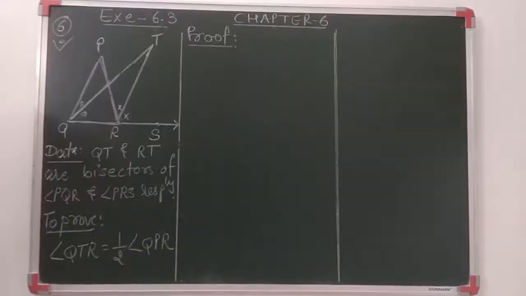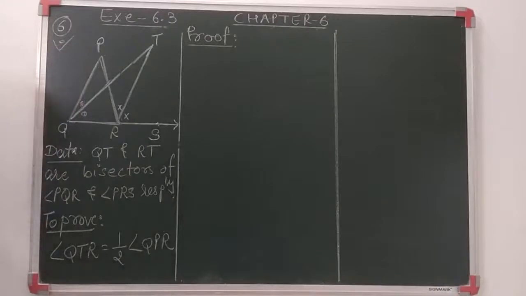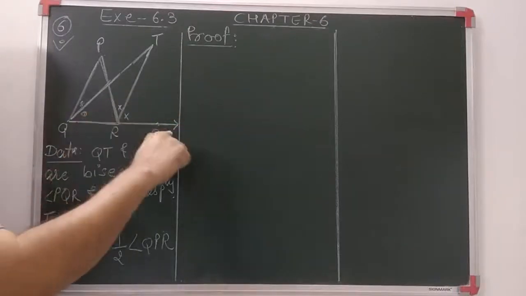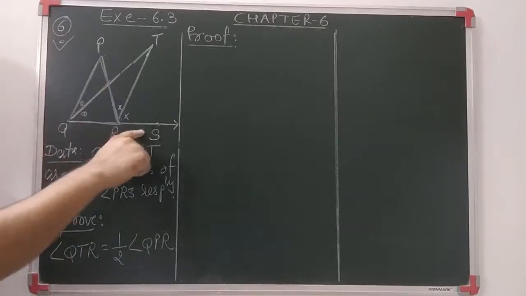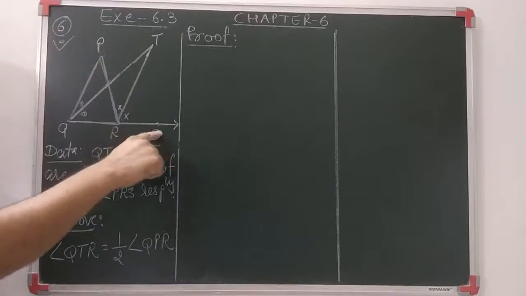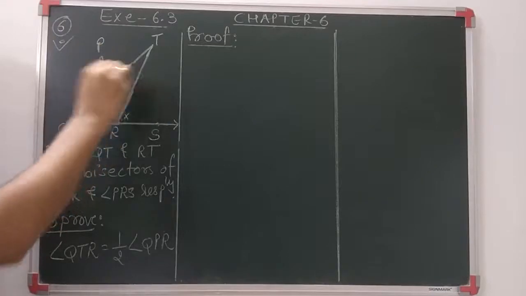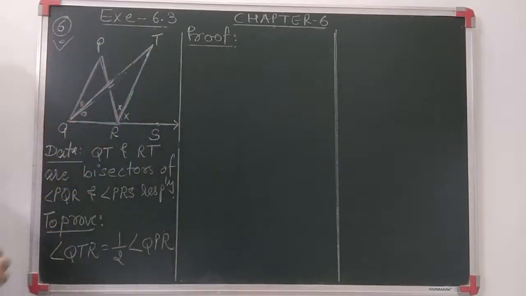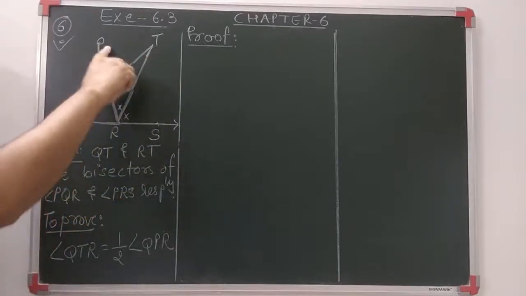Let us, students, see the last question of this exercise as well as of this chapter, number 6, which is the most important question. It is given in the question that in a triangle PQR, QR is produced to S. If the bisector of PQR and the bisector of PRS, this is one bisector and this is another bisector, both intersect at T, then we have to show that QTR is half of PQR.